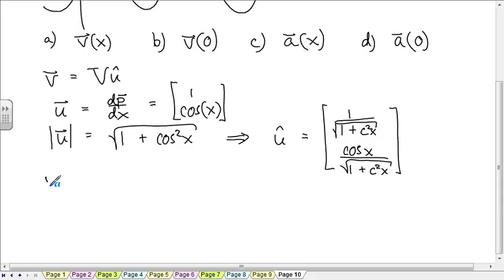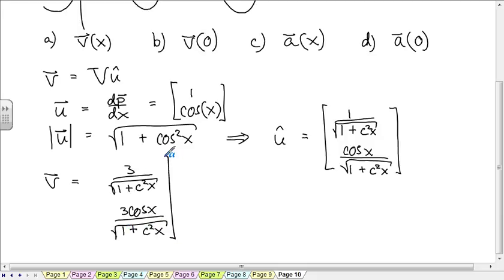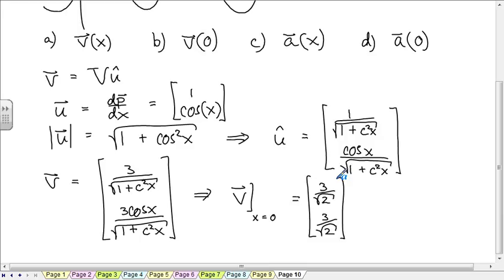All right, so then the velocity vector is the speed times this, so 3 over the square root of 1 plus cosine squared x, and 3 cosine x over the square root of 1 plus cosine squared x. Okay? So when x is equal to 0, v evaluated when x is equal to 0, cosine of 0 is 1, so we have the square root of 2, so this is 3 over root 2, and this is also 3 over root 2. Any questions about that part?